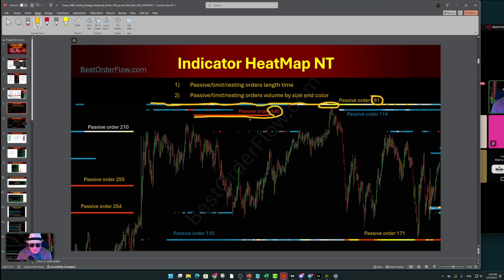We know it. Will they turn into icebergs? It's possible. Okay. This passive order in the red, 440. Is it possible that they are now hidden? They decide not to show themselves, but they can act over here. That's why it's important to see the heat map.